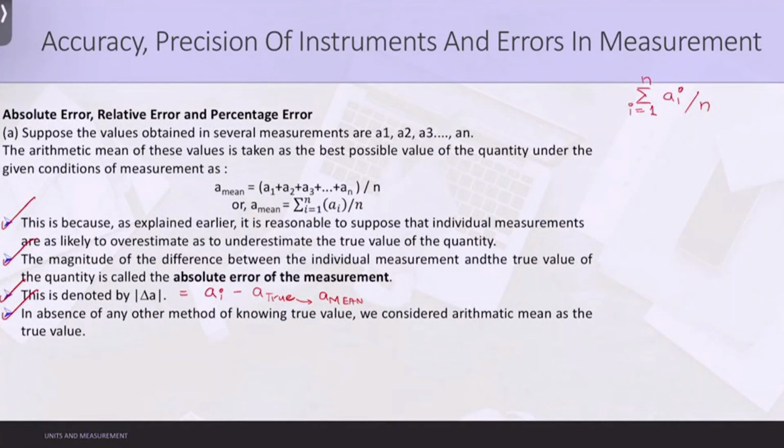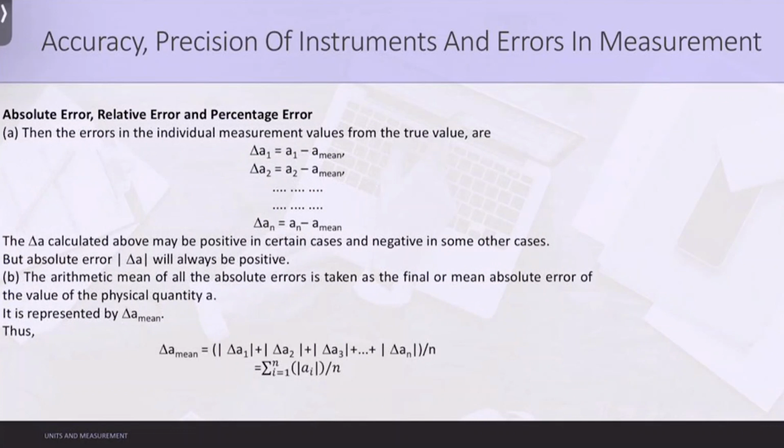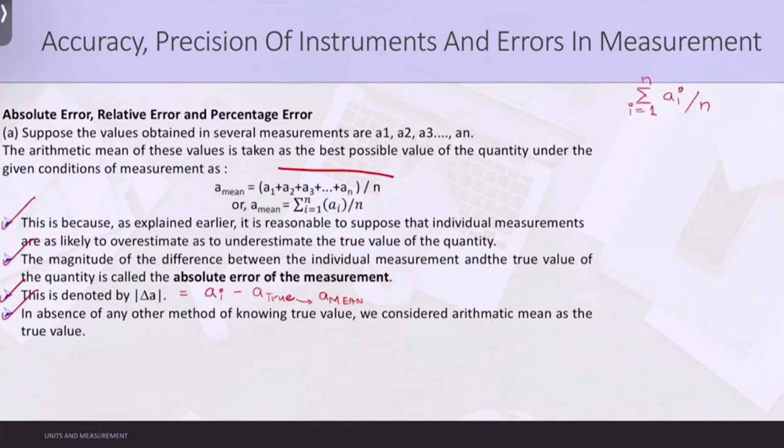In the case of every A1, A2, A3, we will directly use just the delta A value. So delta A mean is mod of delta A1 plus mod of delta A2 plus mod of delta A3 and so on till mod of delta AN, divided by n. We can also write it as the summation, i from 1 to n, of mod of delta Ai, divided by n. Okay, so you can refer to this and remember it. That is the basic crux we are trying to understand in this first lecture.